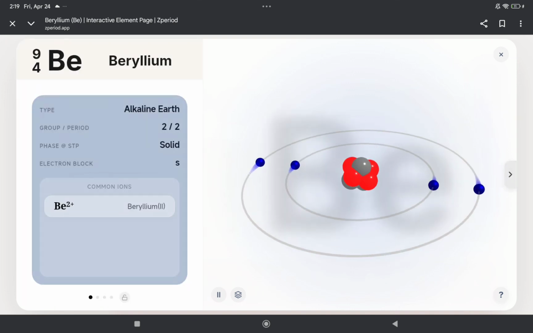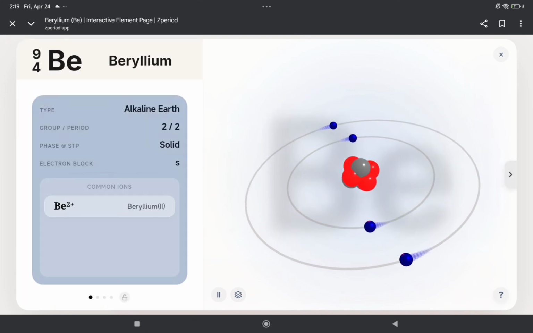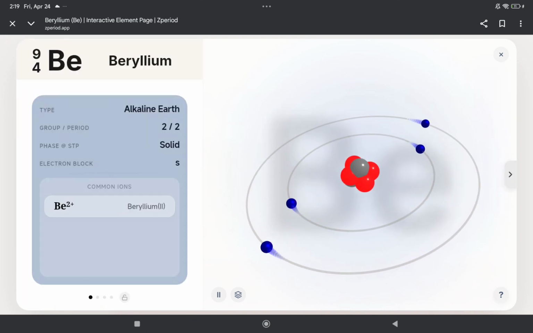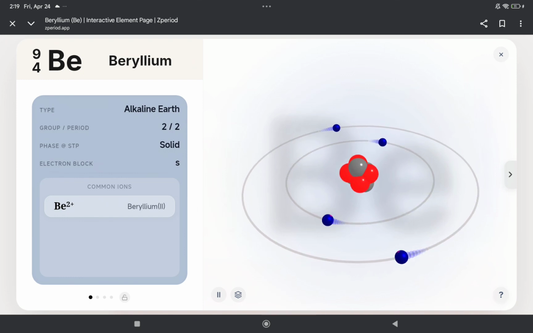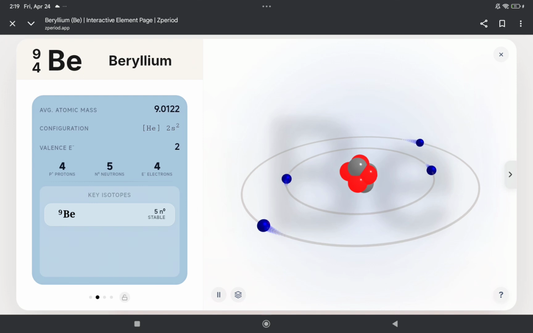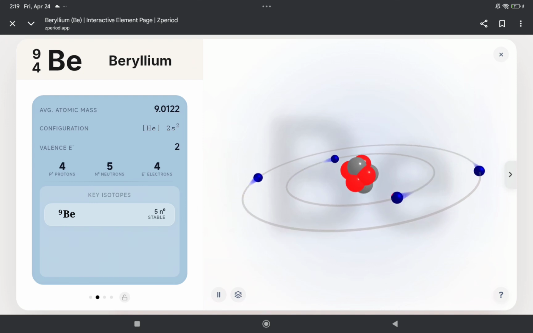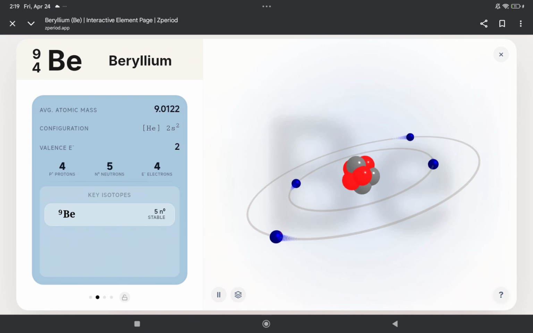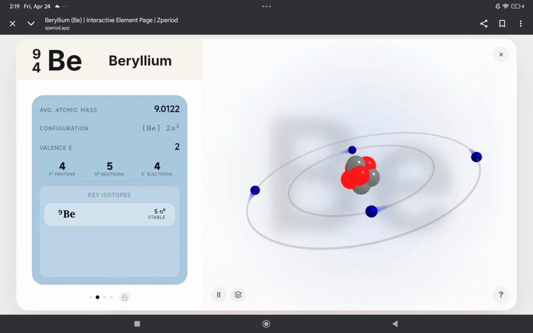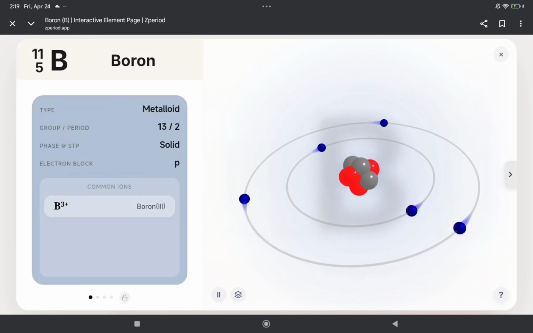Let's go. The fourth one is beryllium. It's an alkaline earth metal, a solid metal, and the electron block is S. So 4 electrons in that. And let's check it. Beryllium has 4 protons, 5 neutrons, and 4 electrons. So next one.